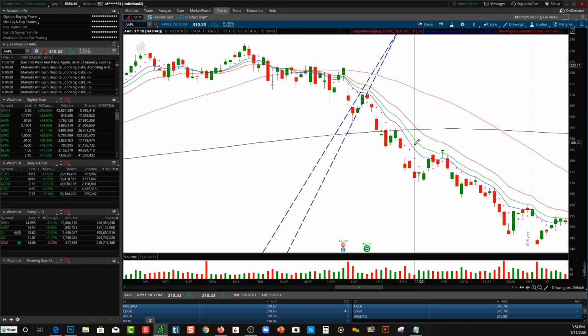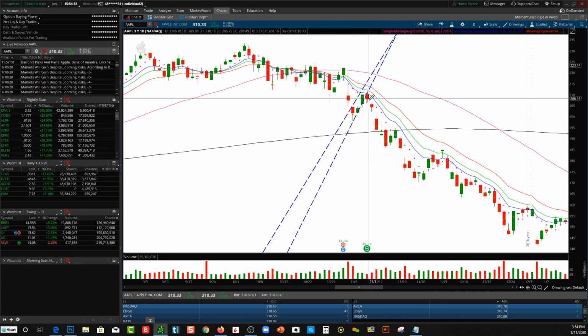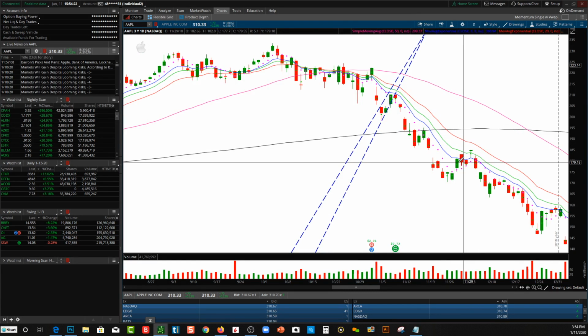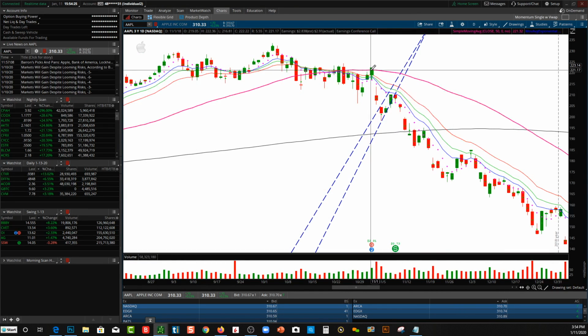I'm just, again, using that 9 EMA right here. Price is failing. You can just swing trade this on the way down, and then you can be out right over in here.